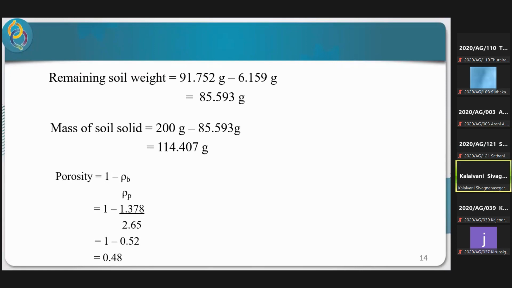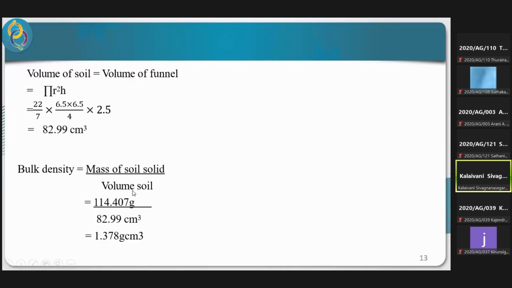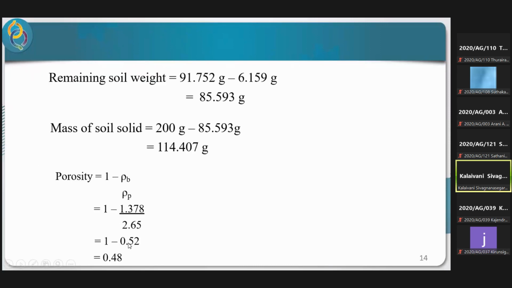Porosity is equal to 1 minus bulk density over particle density. Okay, so I didn't mention that particle density before. I gave it as 2.65. So you already calculated the bulk density as 1.378, and here I will give the reading for particle density as 2.65. So from that you can calculate the porosity of the soil. So that is here as 0.48.